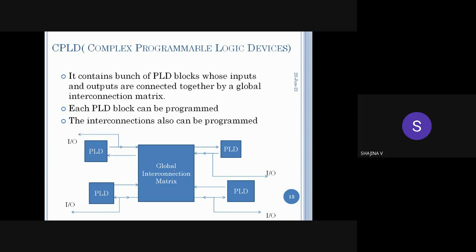Okay, so here 2 levels of programming can be possible, because we can program these PLDs individually, and also we can program the global interconnection matrix. So this interconnection is also programmed. For CPLD, you only need to study the name and its basic concept.